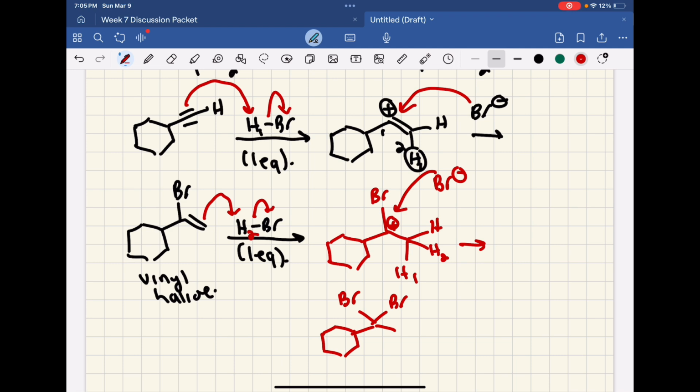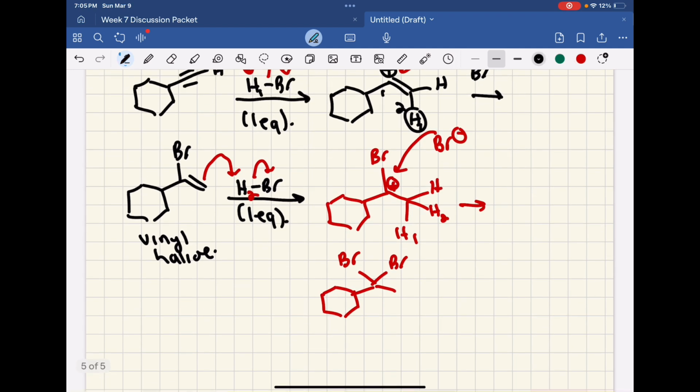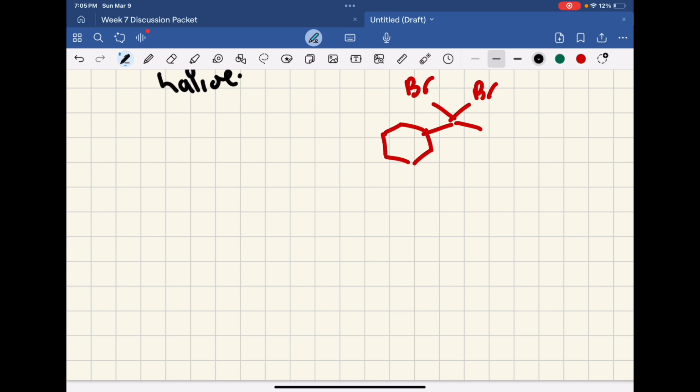Of course, they don't have to be the same equivalent; they don't have to be the same reagent. We don't have to do two equivalents of HBr. I could do one equivalent of HBr and one equivalent of HCl. So let's see that, another example.